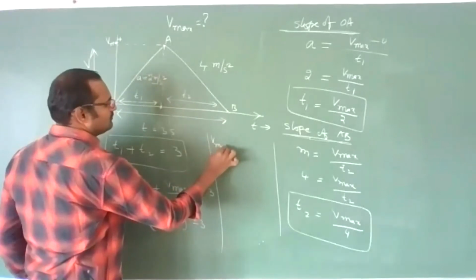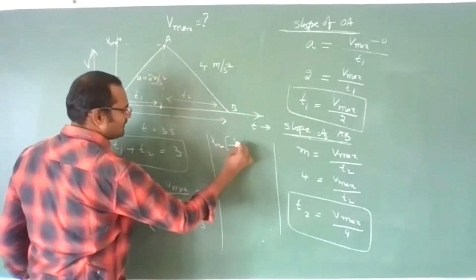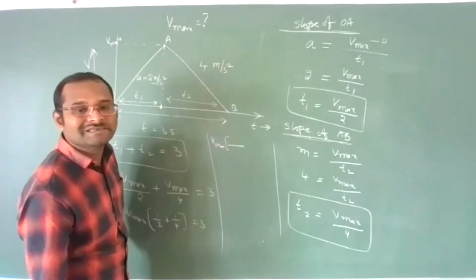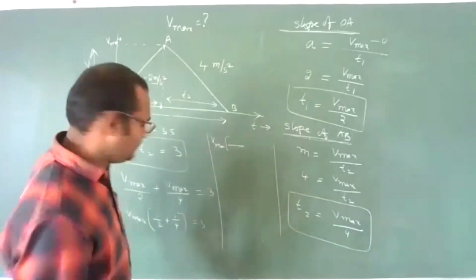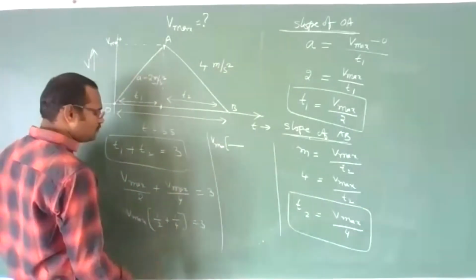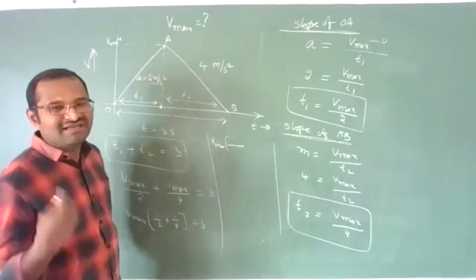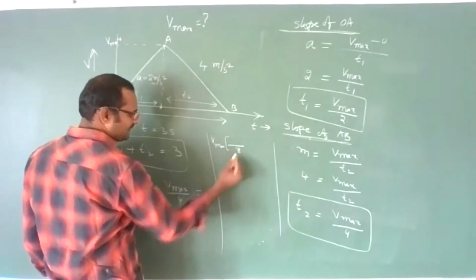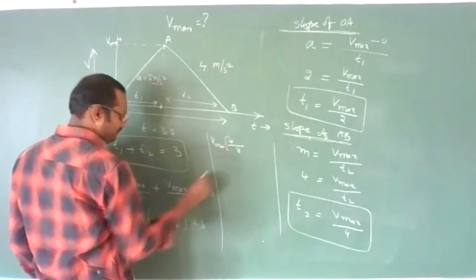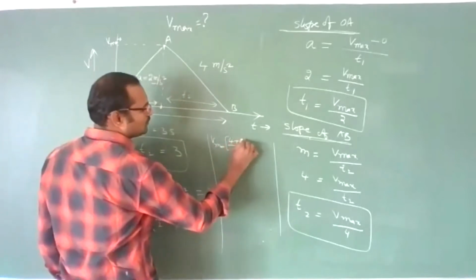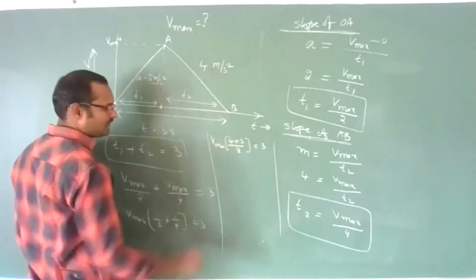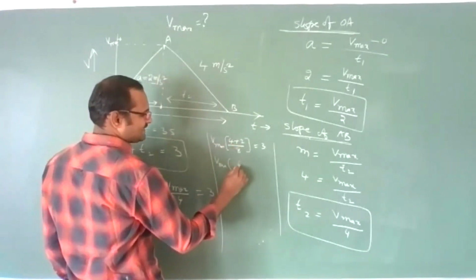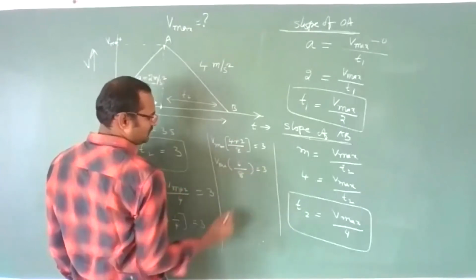V maximum into LCM. What is the LCM? LCM of 2 comma 4. Otherwise, if you are not able to get the LCM exactly, just multiply. 2 4s are 8. Plus, multiply: 4 1s are 4 plus 2 1s are 2 is equal to 3. So V maximum into 4 plus 2 is 6 upon 8 is equal to 3.